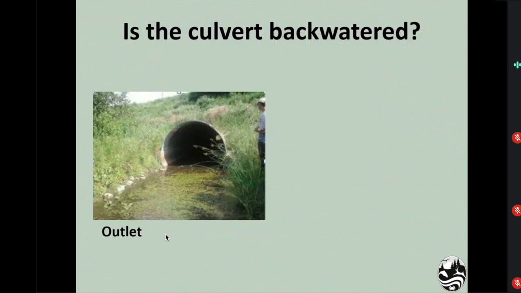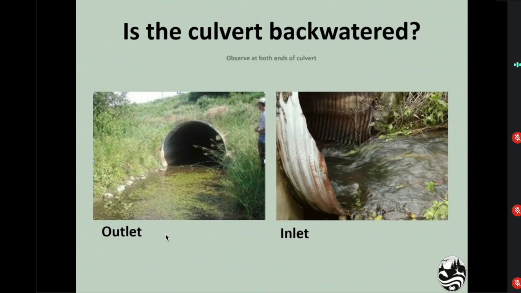So here's an example of the outlet. There's a lot of aquatic vegetation there. I don't see any riffles. It looks like it's not moving very much. But then you go to the inlet and you're saying, oh, look at that. Observe both ends of the culvert. I have seen this a lot where it appears to be backwatered at the outlet or the inlet. Generally, it's this scene where it looks backwatered at the outlet, but the inlet has clear flow. So make sure you check both ends.